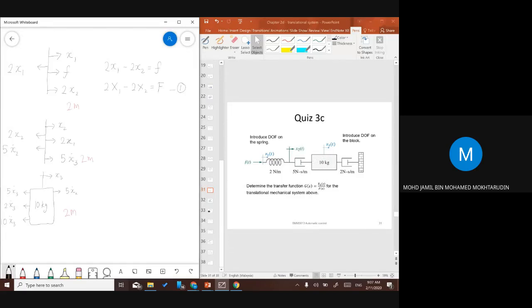Okay, for the second free body diagram, -2x1 plus 5x2 dot plus 2x2 minus 5x3 dot equals 0. So you can straight away write in terms of a frequency response. So this is -2x1 plus 5s plus 2x2 minus 5sx3.